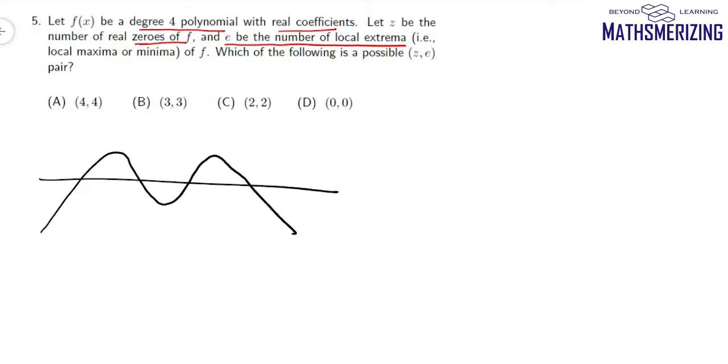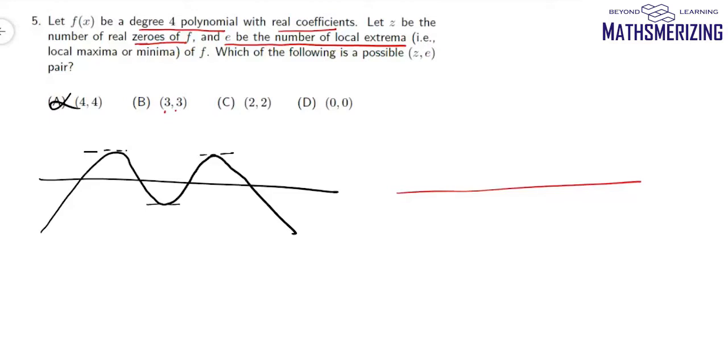So if the function intersects the x-axis at 4 points, in that case, the maximum number of extremum that this function can have is 3. So it cannot have 4 extremums. So that means option number A is not possible. Now, the second option given is 3, 3.